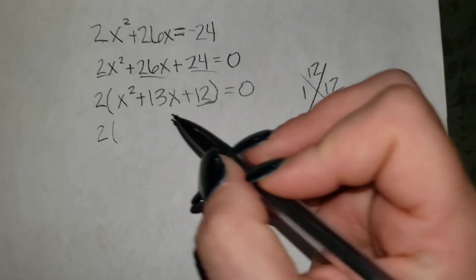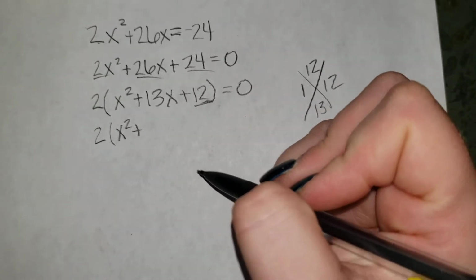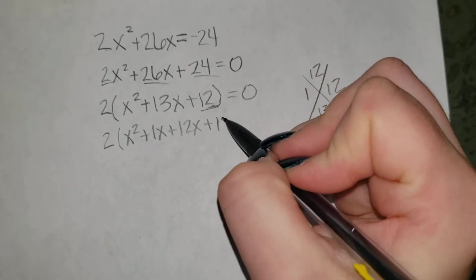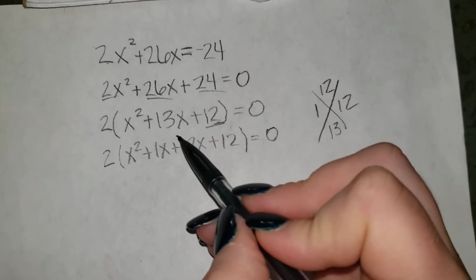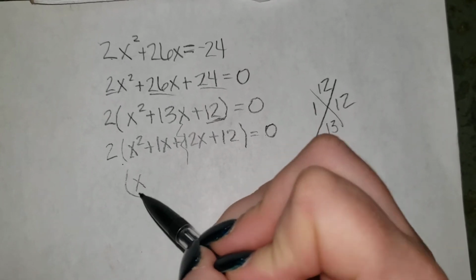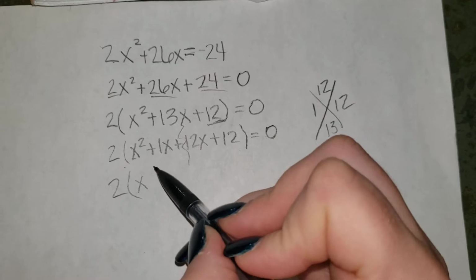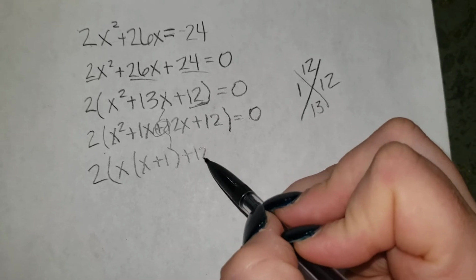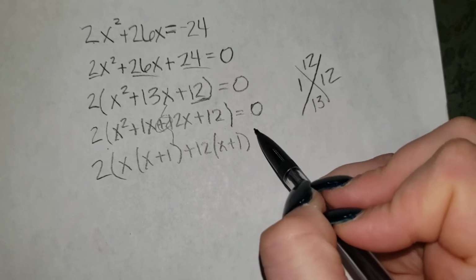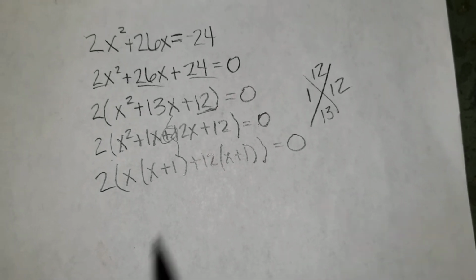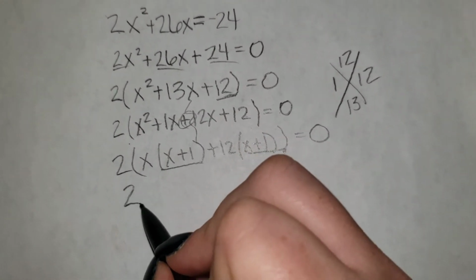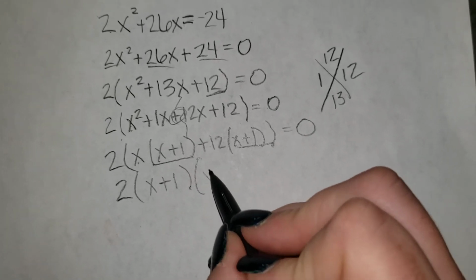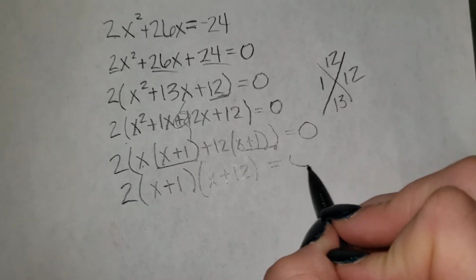They're both positive. So it's x squared plus 1x plus 12x plus 12, and do what I've been doing. These two share an x. And then what's left is x plus 1. Keep the sign. These two share a 12. And then what's left is x plus 1. And now I can see that these two are going to share an x plus 1. Still have this 2 out here, so we have 2 times x plus 1 times x plus 12 equals 0.